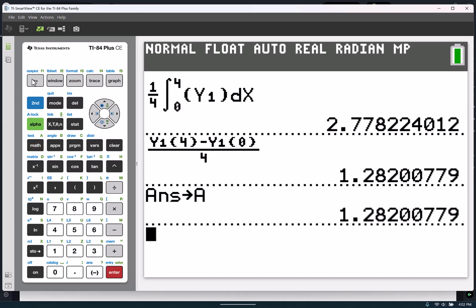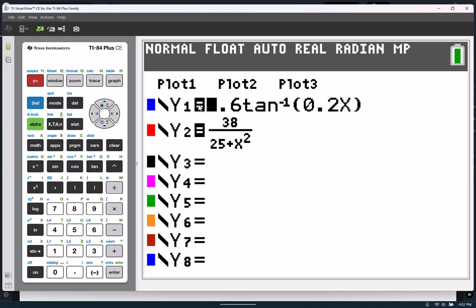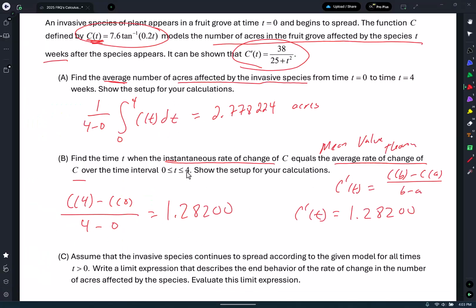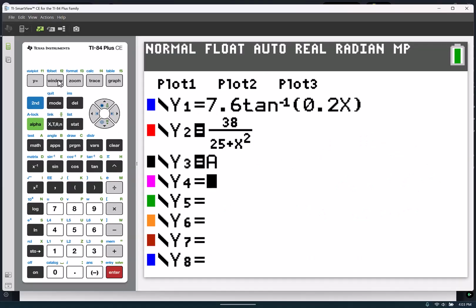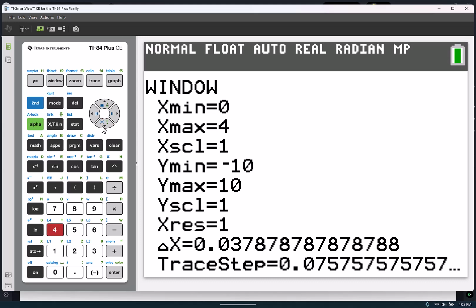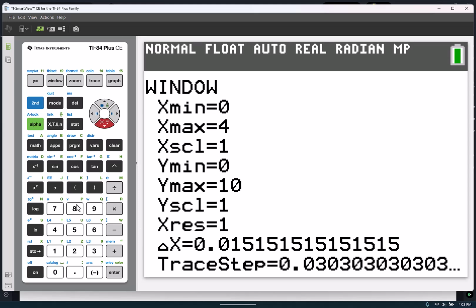So now I'm going to click on Y. Remember, Y1 is your C of t, so I'm just going to turn that off. I'm going to go to Y3 and type in alpha A. Now I'm only going to look between 0 and 4, and look what the number is, 1.28. So you're going to click on Window and go between 0 and 4. You already know the value is 1.28, the average rate of change, so make your Y values somewhere between there, 0 to 3 or 0 to 4. It does not matter.